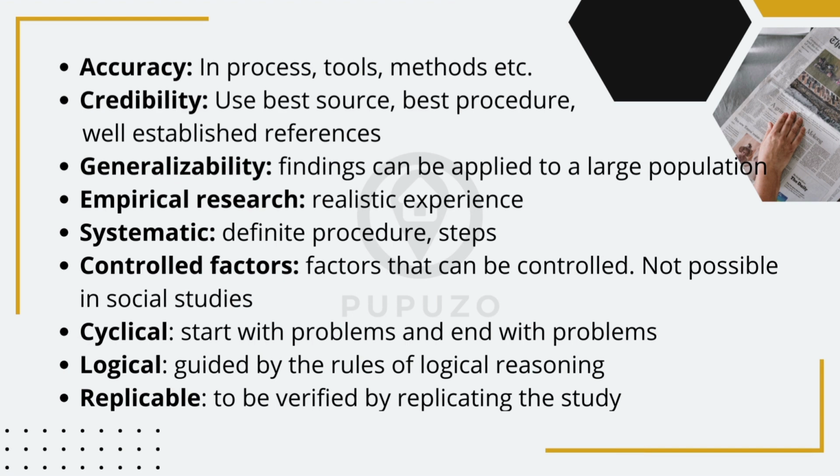In some research fields, controlling factors is a crucial characteristic. Controlled factors refer to variables or elements that the researcher can manipulate or control during the study. However, it's important to note that controlling factors is not always feasible in social science studies due to the complex nature of human behavior and social phenomena.